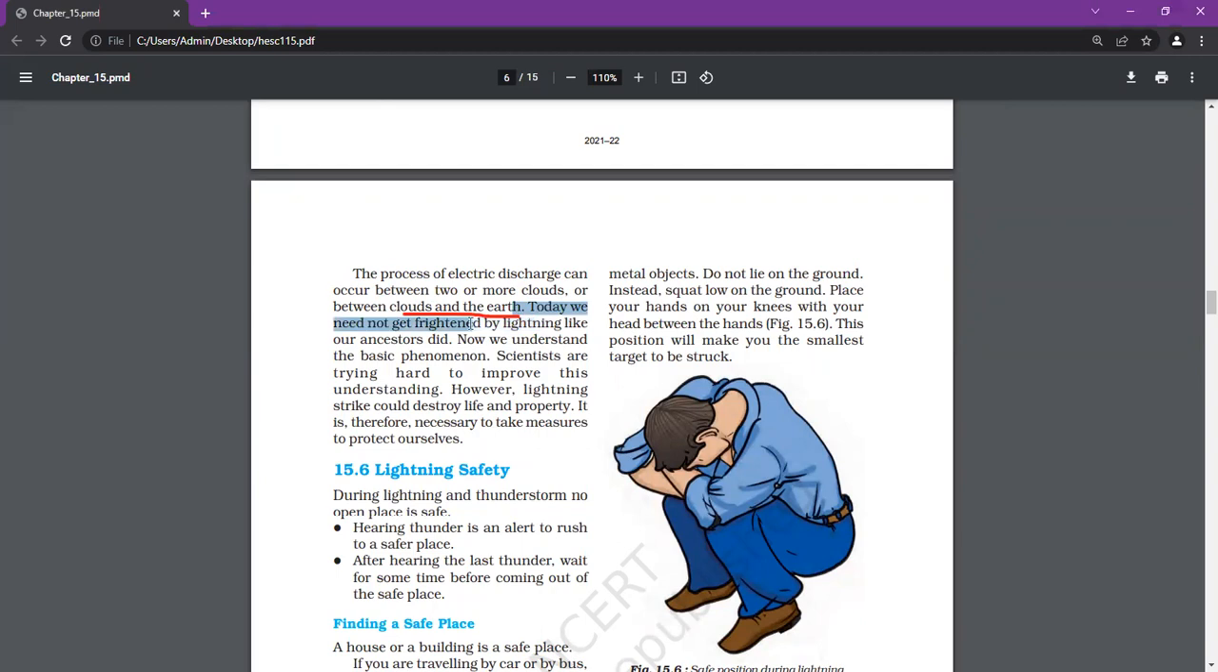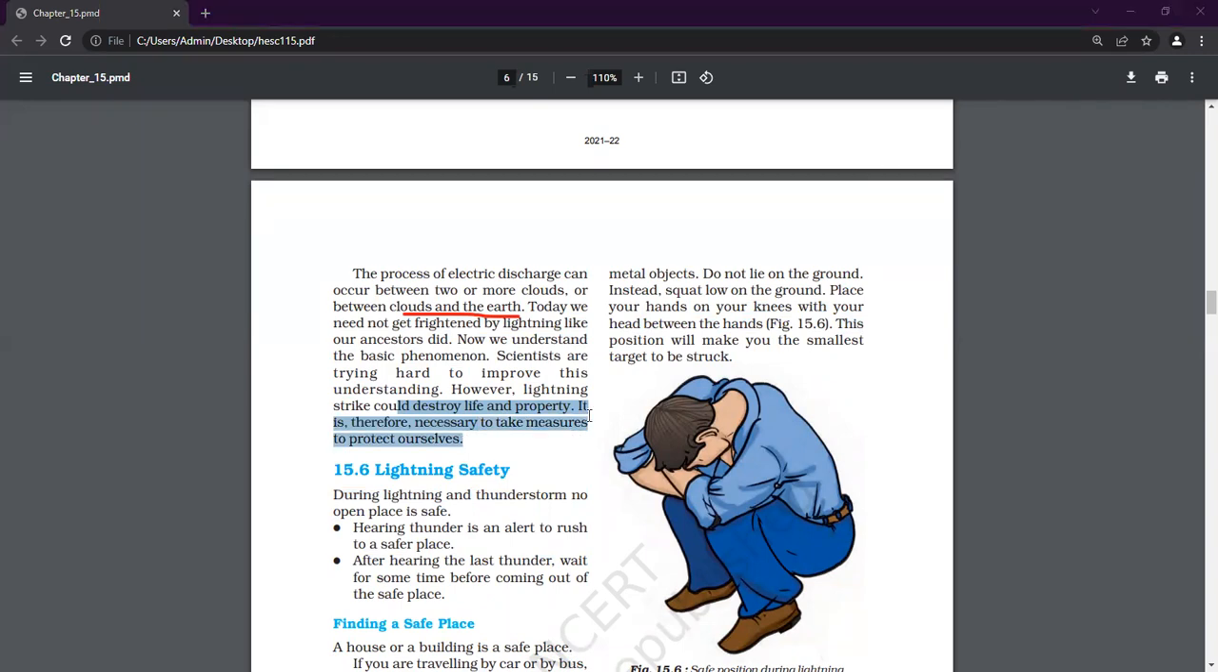Today, we do not get frightened by lightning like our ancestors did. Now we understand the basic phenomena. Scientists are trying hard to improve this understanding. However, lightning strikes could destroy life and property. It is therefore necessary to take measures to protect ourselves.